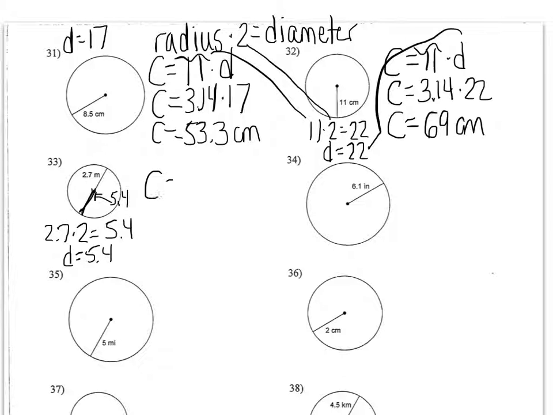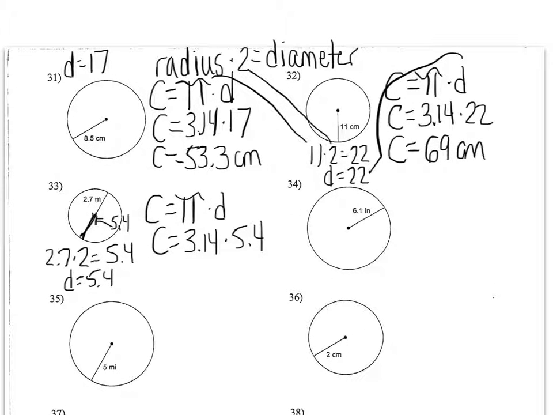So circumference equals pi times d. Circumference equals 3.14 times 5.4. That's what my diameter is. So 5.4 is my diameter, 3.14 for pi. So we have 3.14 times 5.4. We get 16.9, and our label for that's meters.